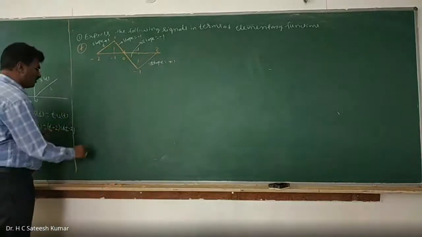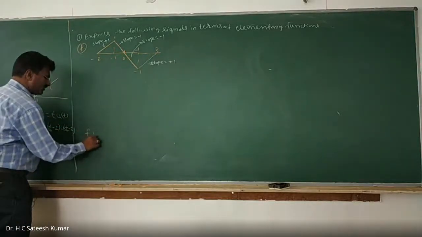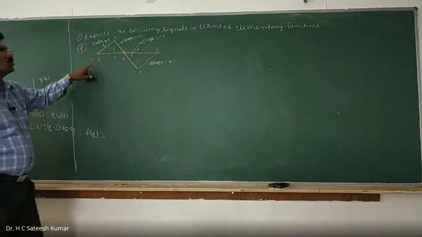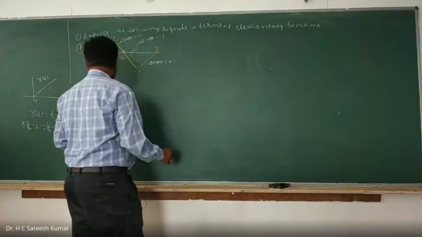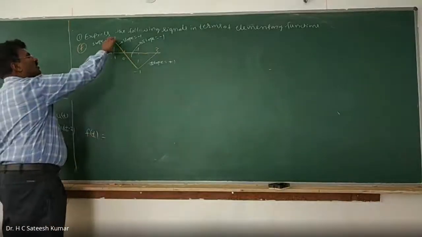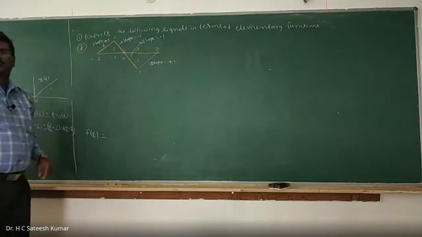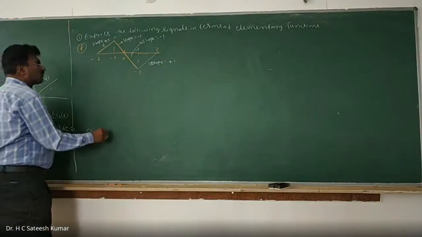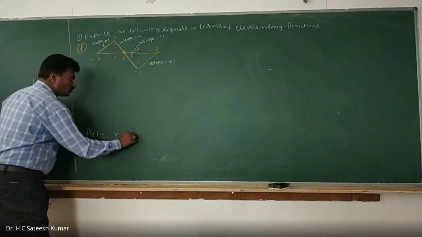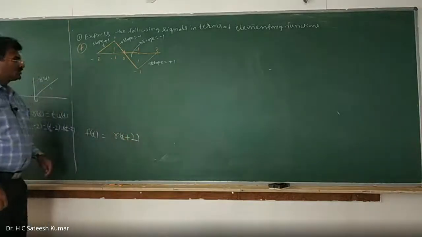So therefore, what is your f of t? F of t is equal to, answer I'll write first. Starting from where? Minus 2. Ramp function starting from minus 2 with a slope of 1. 1 divided by 1 means plus 1. Plus slope is what? R of t plus 2. Starting from where?